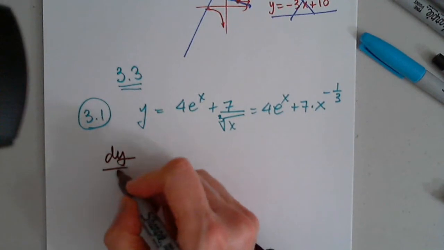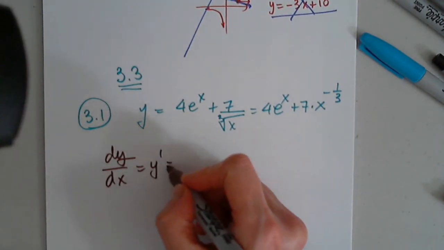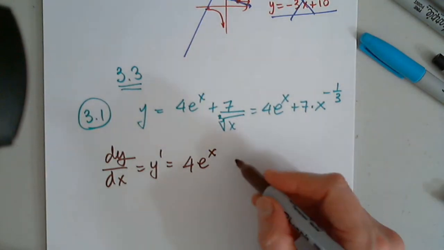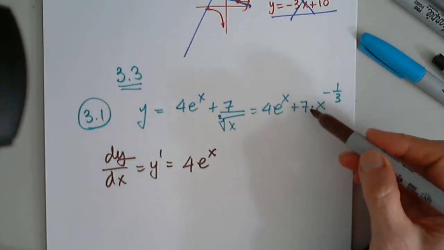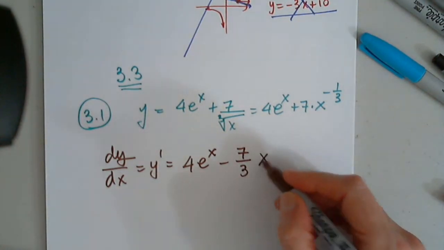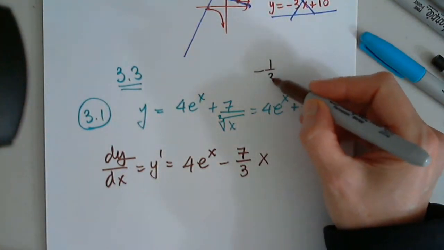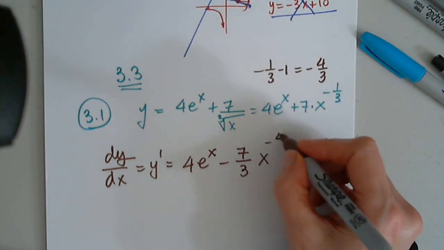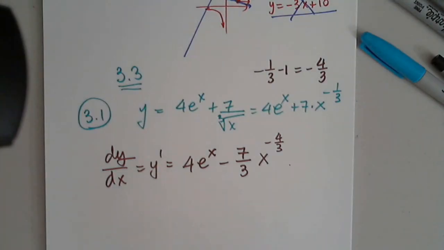So either dy over dx or y prime will be 4e to the x. I have to bring negative 1/3 in front, so I have to multiply by 7. And then x, and the negative 1/3 minus 1 is negative 4/3. So that's why the power will be negative 4/3. Is that okay? Yep. Is that all you needed? And that's what I had.